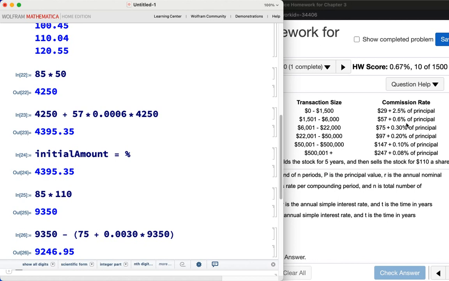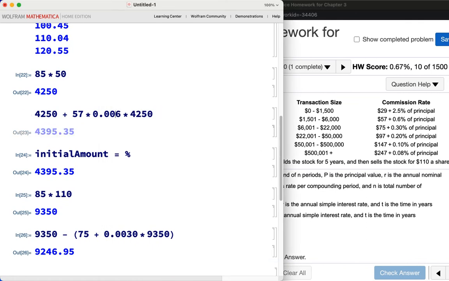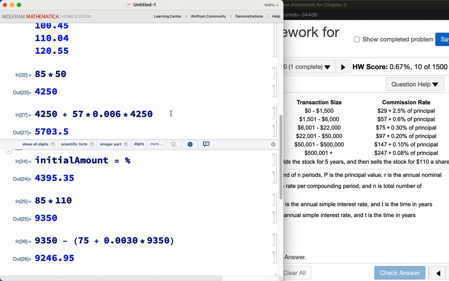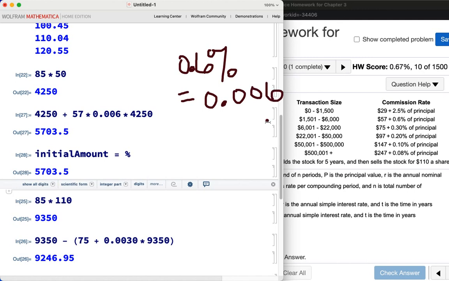Oh, you know what? I may have made a mistake right over here. This is 0.6%. Sorry about that. That's 0.6. So yeah, I think I made a mistake there. So that should actually be $5,703.50 because this is 0.6%. 0.6% is the same thing as 0.006, right?